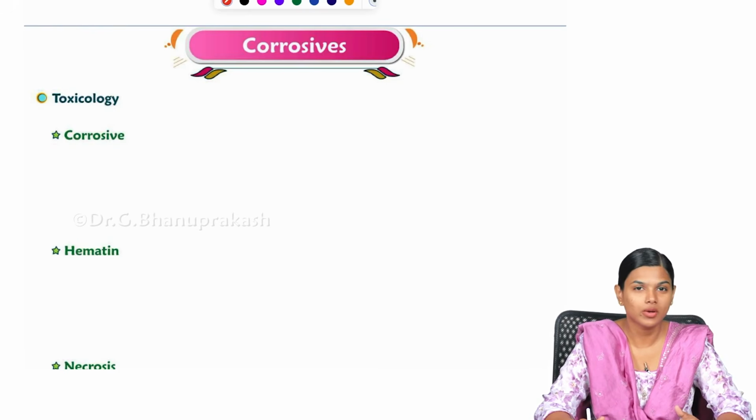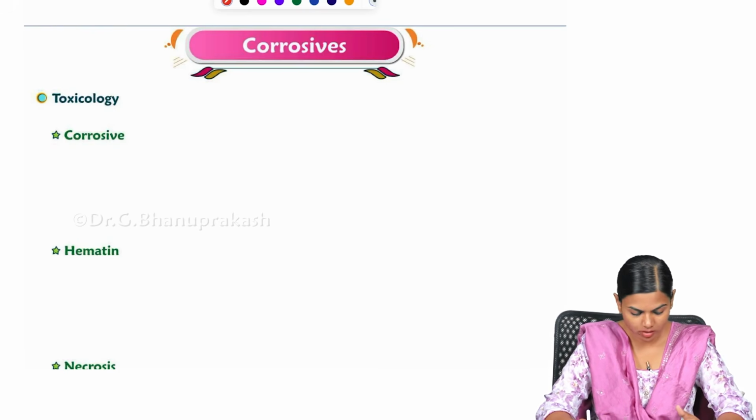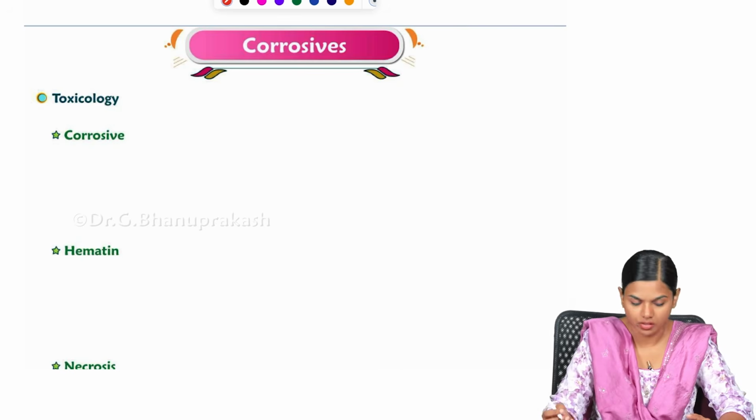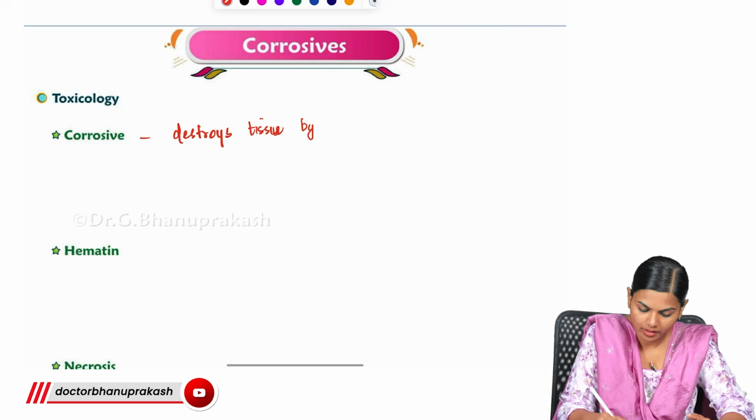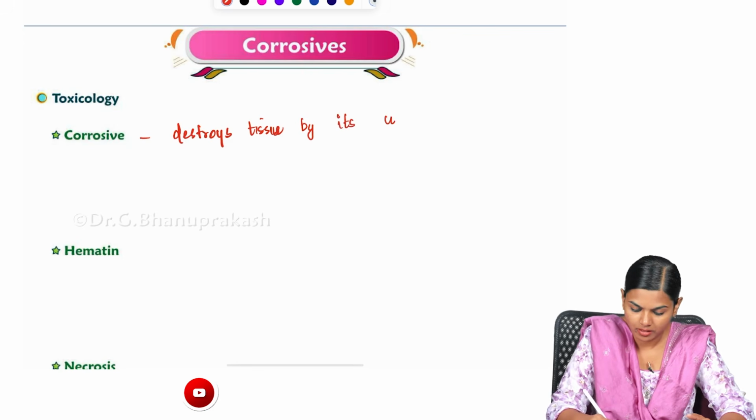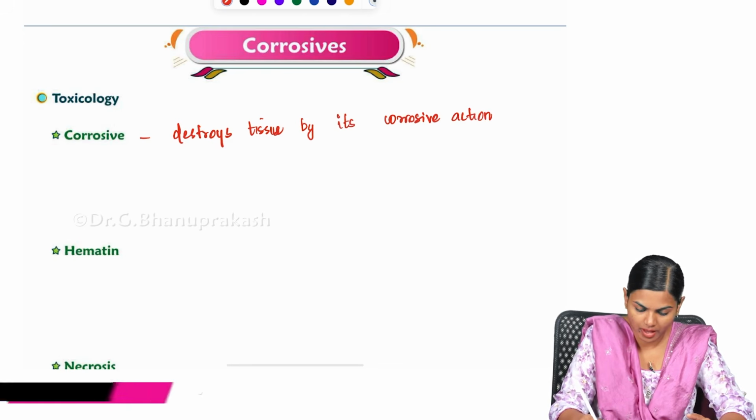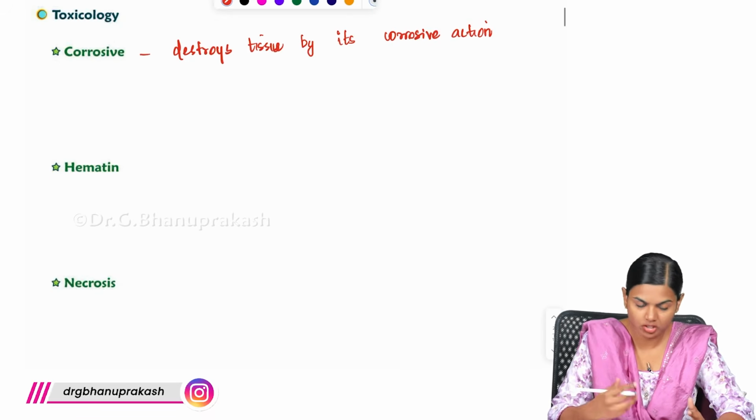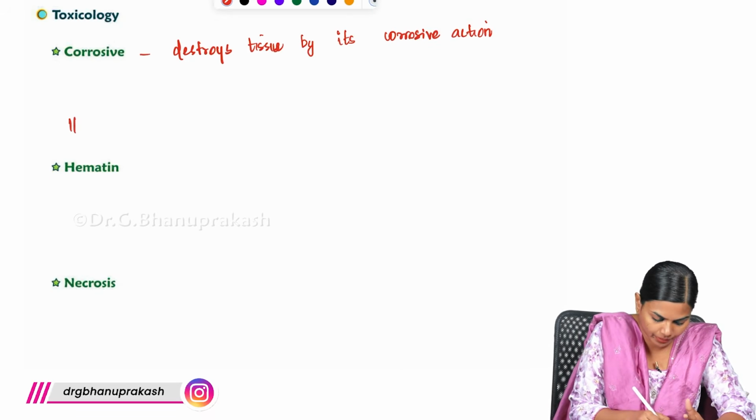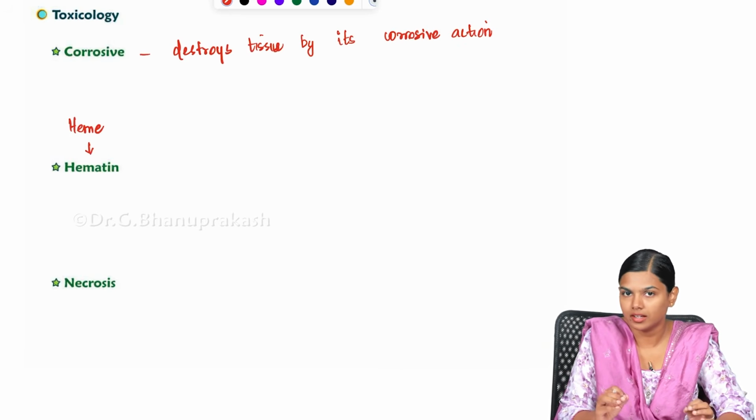In this video, we are going to see about corrosives. So, what is a corrosive? A corrosive is something that destroys tissue by its corrosive action. And what we generally perceive something to be corrosive is if it changes heme into hematin. If the heme becomes hematin, we call it a corrosive.